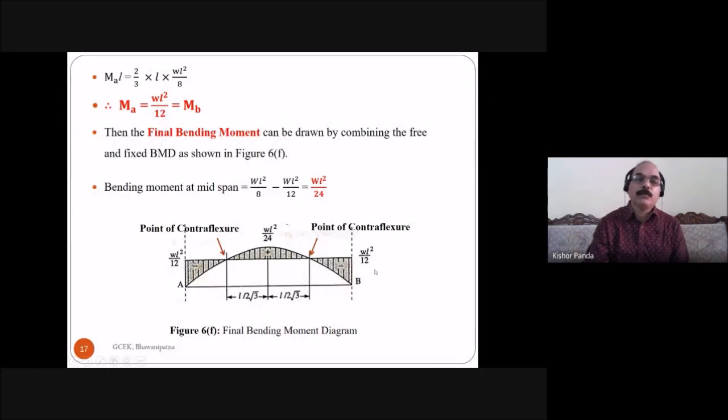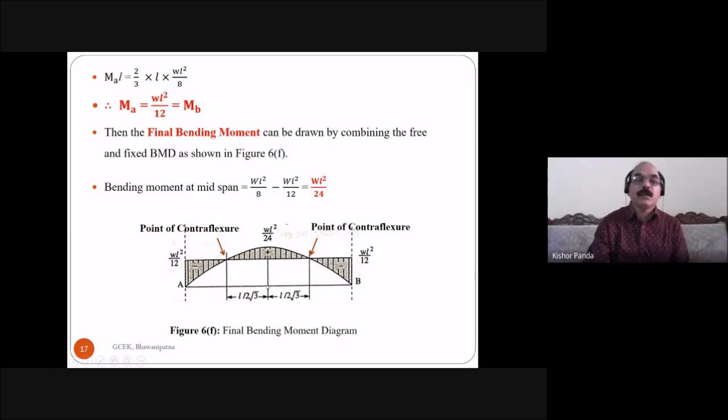So the remaining portion is the combined, or final, bending moment diagram of a fixed beam subjected to uniform distributed load W per unit run throughout the span. These 2 points are the points of contraflexure, and we have to find out the maximum positive moment at the midpoint.